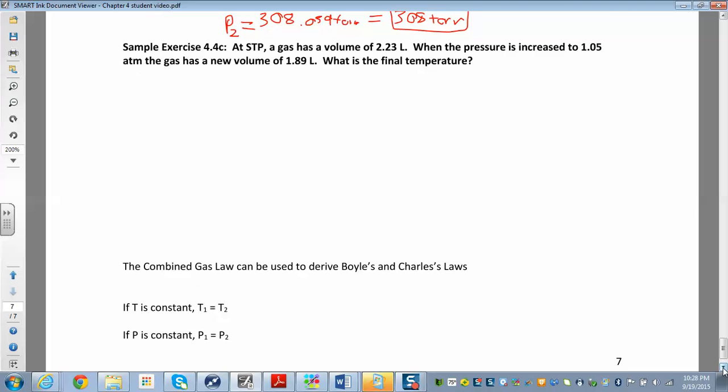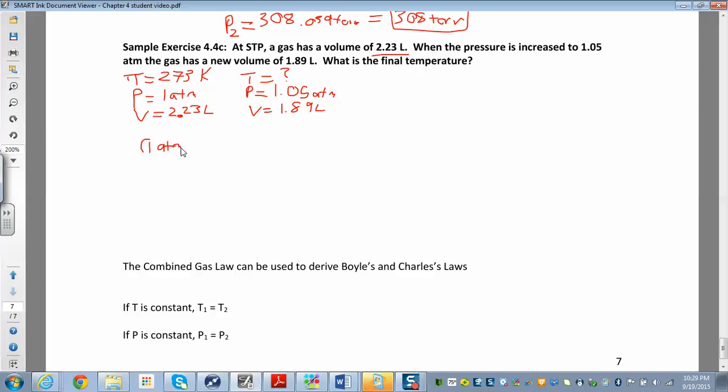Let's try one more. So at STP, remember what STP is. STP is standard temperature and pressure. So it's telling you your temperature is 0 degrees Celsius or 273 Kelvin, and pressure is 1 atmosphere. And the volume at STP is 2.23 liters. When the pressure is increased to just a little bit, 1.05 atmospheres, and the new volume is 1.89 liters, what's the final temperature? So I have a P, V, and T, a P and V, and I'm looking for the other T, so I'm going to use the combined gas law again.